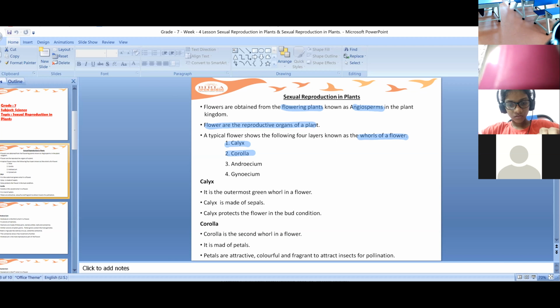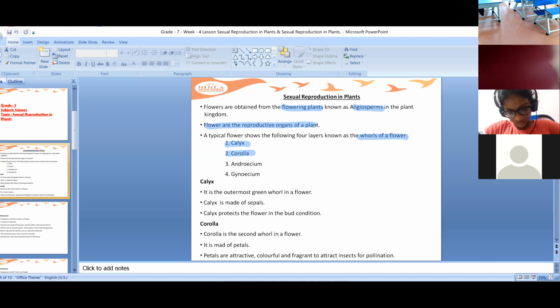So, in a flower, there are four layers. The layers are called whorls of a flower. So, what are they? They are calyx, corolla, androecium, and gynoecium. If we see the first one, calyx. Calyx is the outermost green whorl in a flower.